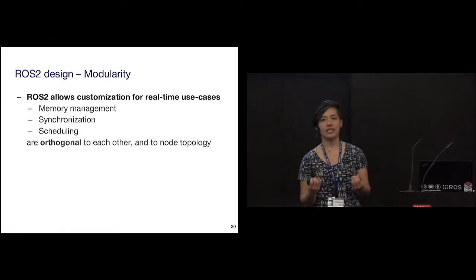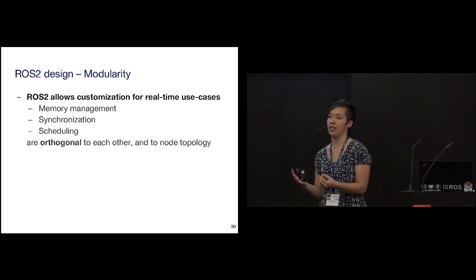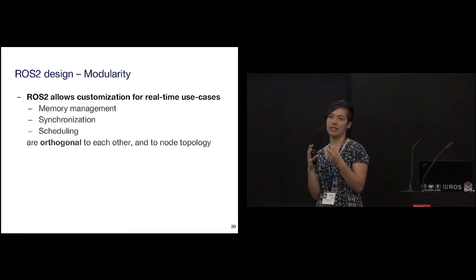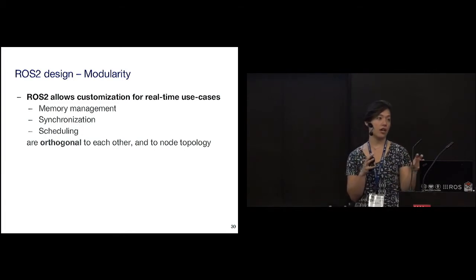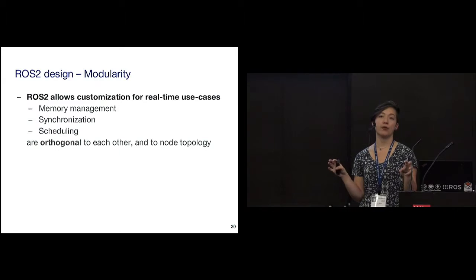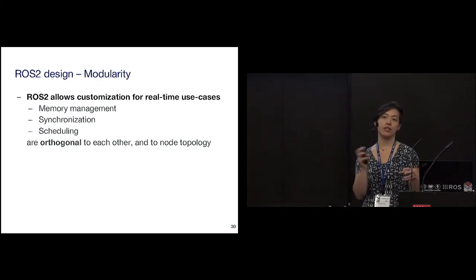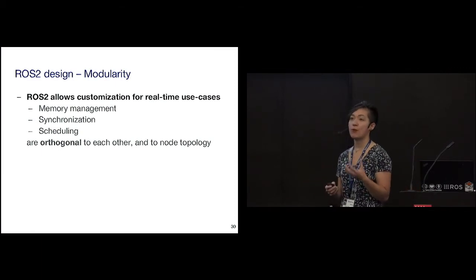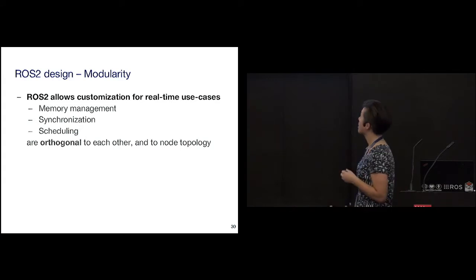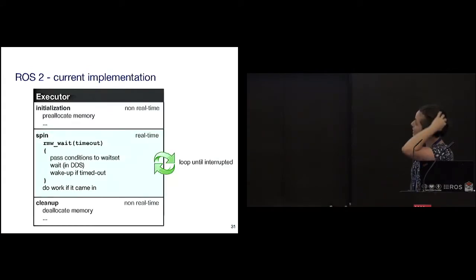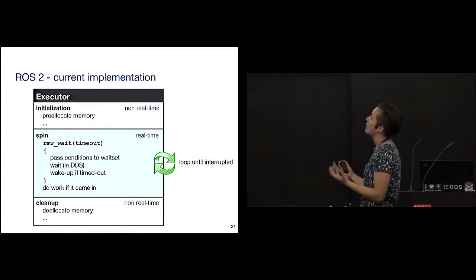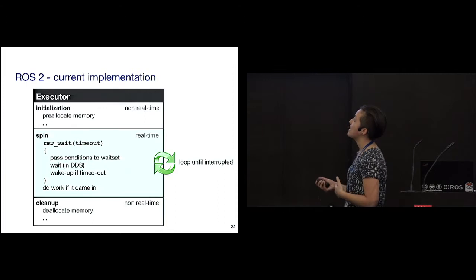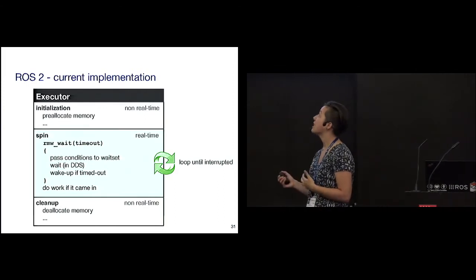We've mentioned the executor a few times today. The executor is a way of taking the scheduling of your program and separating it from the logic of your node. By inserting the logic of the node into the executor, which handles the scheduling of the tasks you need to do, you've separated those two components. And we're taking a similar strategy with memory management, which I'll go into in a little more detail. This is a very simple cartoon of the implementation of spin in ROS2. It's a function of the executor.